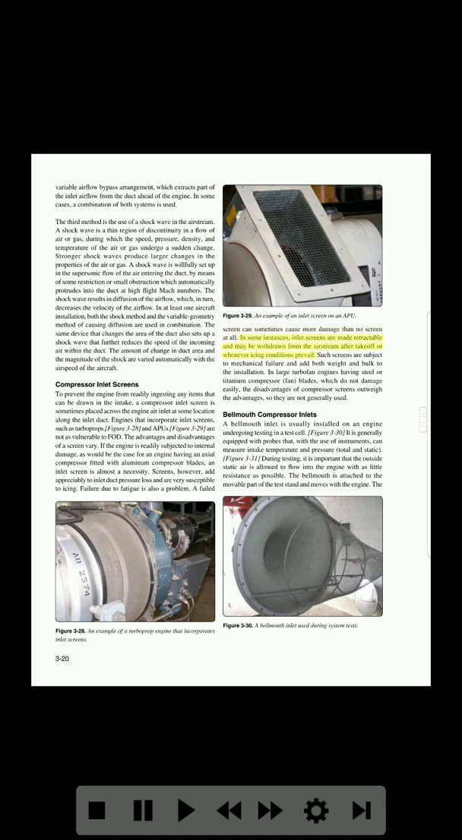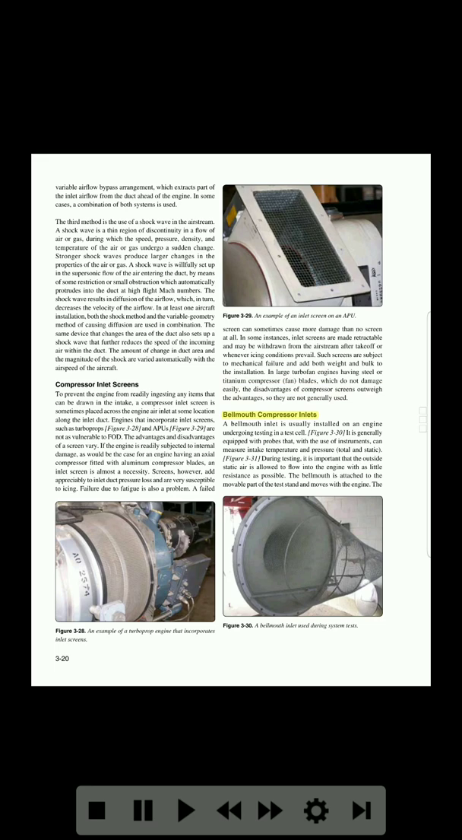In some instances, inlet screens are made retractable and may be withdrawn from the airstream after takeoff, or whenever icing conditions prevail. Such screens are subject to mechanical failure, and add both weight and bulk to the installation. In large turbofan engines having steel or titanium compressor fan blades, which do not damage easily, the disadvantages of compressor screens outweigh the advantages, so they are not generally used.